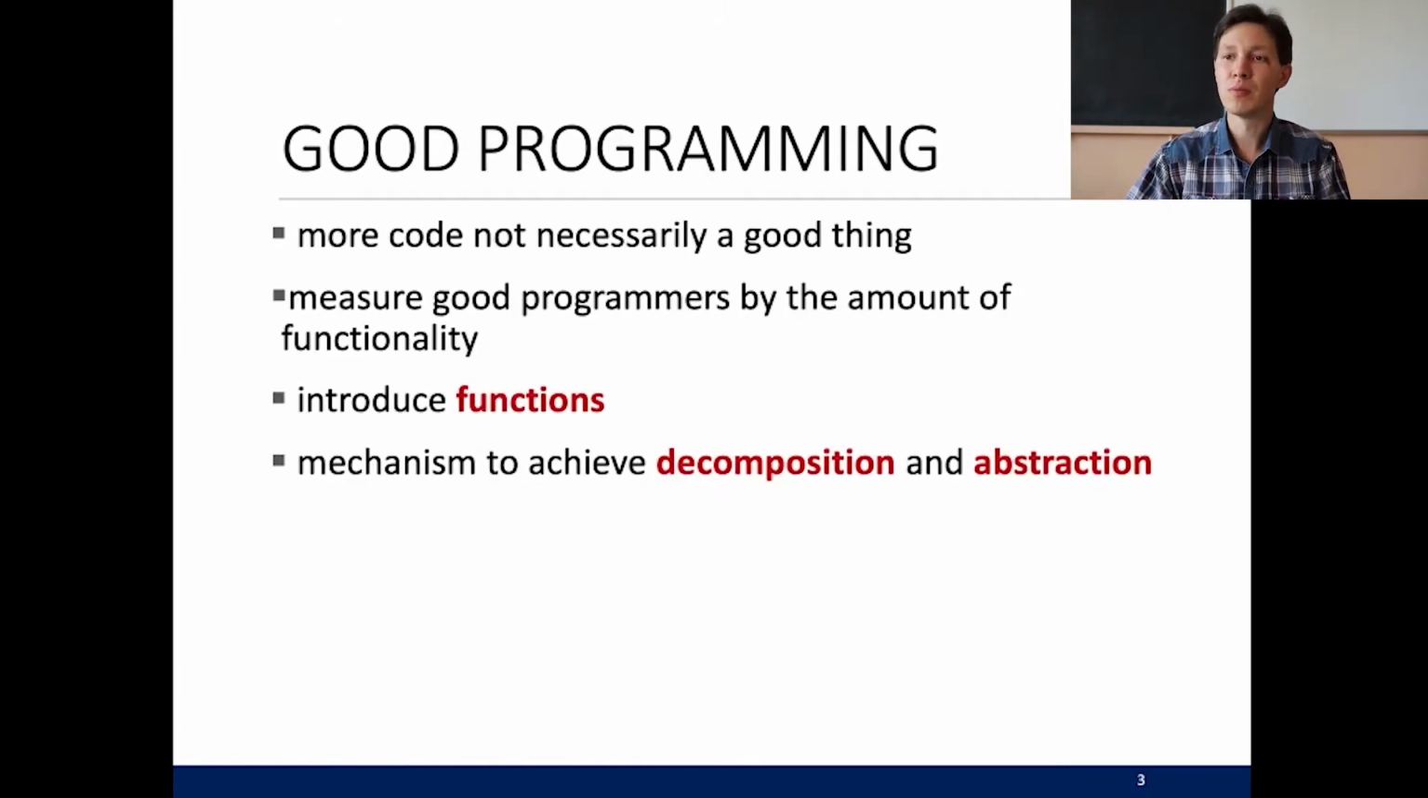It's clear now, more code is not necessarily a good thing. So what do we call good programming? If you can write less code and provide more functionality with it, you are definitely a good programmer. So what do good programmers do to divide and conquer the complexity of larger scale programs? The key word here is divide.